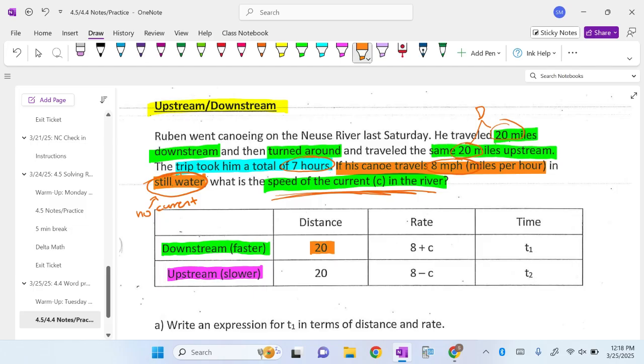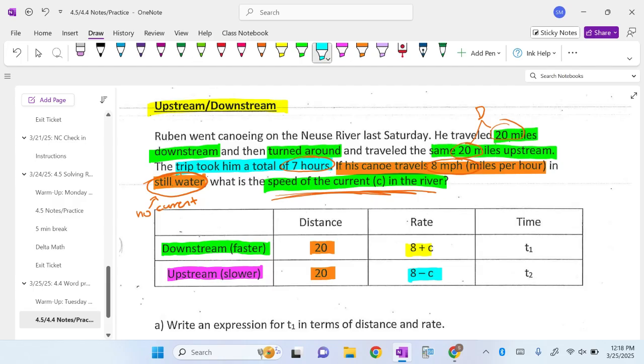So your distance is exactly the same. Now, your rate, you're writing in terms of your still water, how fast you're going in still water, plus or minus whatever the speed of the current is. So why am I adding the current speed if I'm going downstream? Why do you think? Because you're going faster. So on the opposite end, if I'm subtracting the current, that means I'm going slower. All right, so that's how you can think about it. If you're going faster, you're going to be adding the current. If you're going slower, you're going to be subtracting the current from your still water speed.